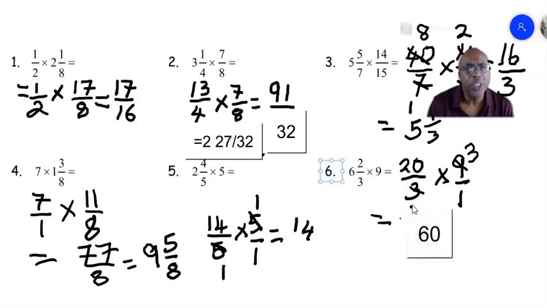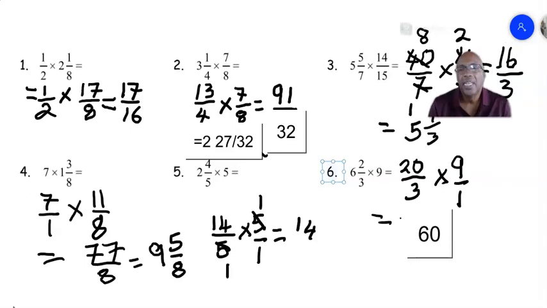Now, let's go back to number 1. I just realized we left the answer as an improper fraction. Convert to a mixed number. 16 into 17 is 1. Remainder 1 over 16. So that is multiplication. I will leave the division for the next video.